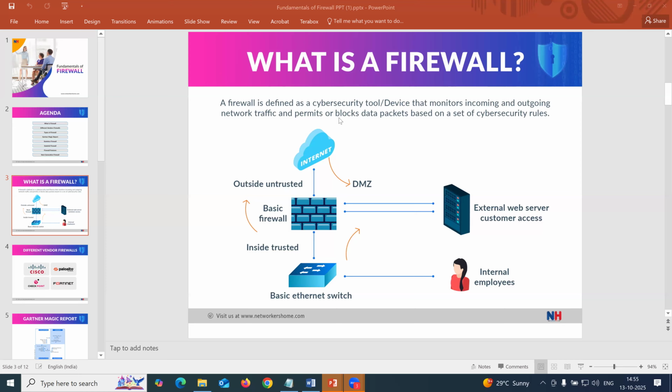ASA firewall is a zone-based firewall. FortiGate firewall, zone-based firewall. FTD firewall, zone-based firewall. Your Palo Alto firewall is also a zone-based firewall. When it comes to Checkpoint firewall, by default, it's not zone-based.